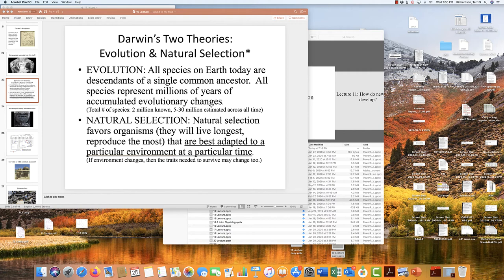So these mutations are random. Natural selection, nature's just selecting whatever's going to happen. But natural selection is the best when organisms have the genes, the proteins, that are best adapted to the environment at that particular time. And as you saw in the example with the peppered moth, if the environment changes, then the traits, the gene mutations needed to survive in that environment might be different.